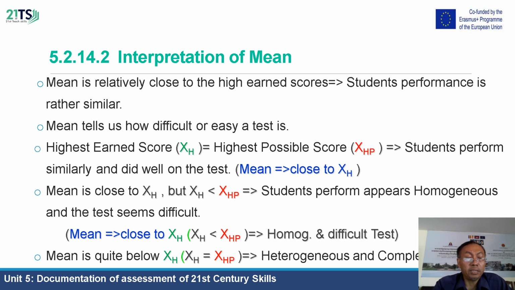When we find the mean is close to the highest earned score, but the highest earned score is lower than the highest possible score, that means student performance appears homogeneous and the test seems difficult. When we find the mean is quite below the highest earned score, and the highest earned score equals the highest possible score, this means students are heterogeneous and the task is complex.